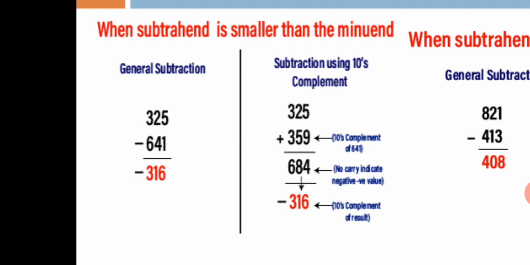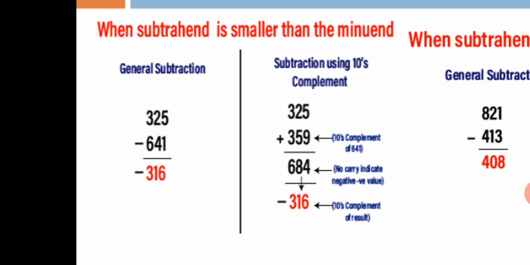Isn't it? Now what you are going to do? You are going for actual addition. No special cases over there. So 5 plus 9 is 14, 4, 1 extra 1. So 5 plus 2 is 7 plus 1, 8. 3 plus 3 is 6. So 684 you are going to get as the result.